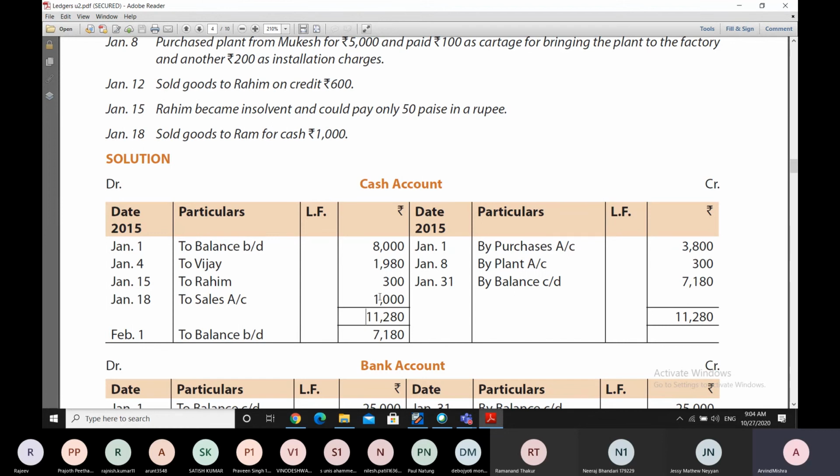And since the debit side is more than the credit side, this balance will be called the debit balance. A debit balance is written on the credit side by making the entry in this form, balance carried down, and this same entry is brought forward as the balance brought down in the beginning of the next month.